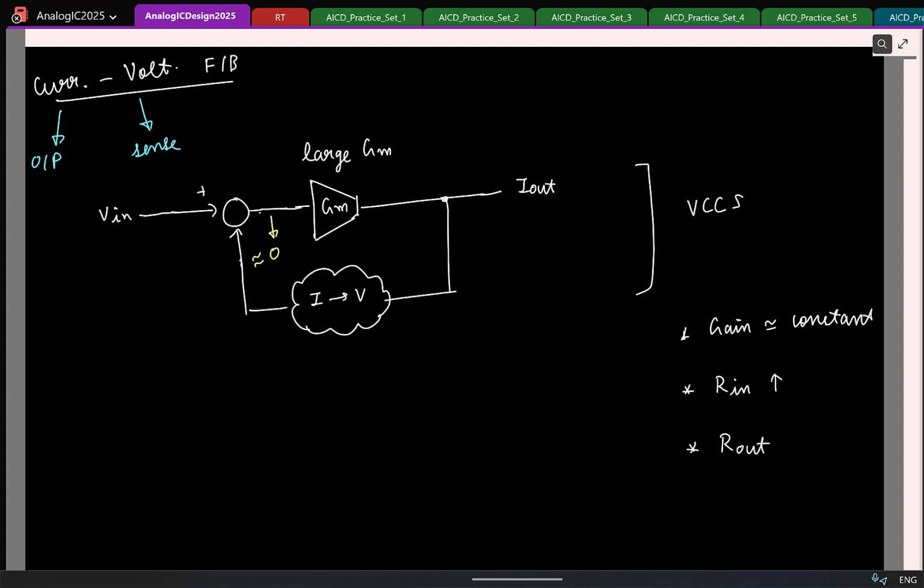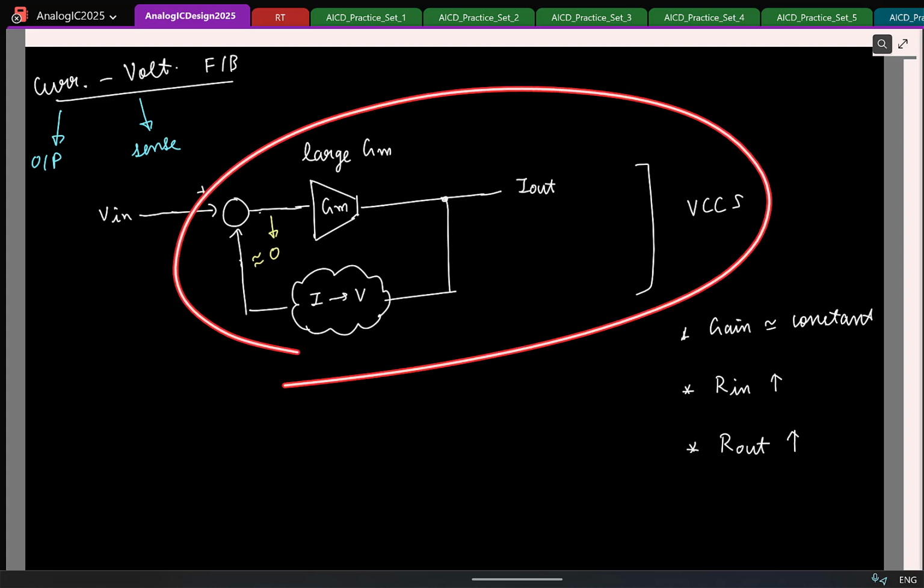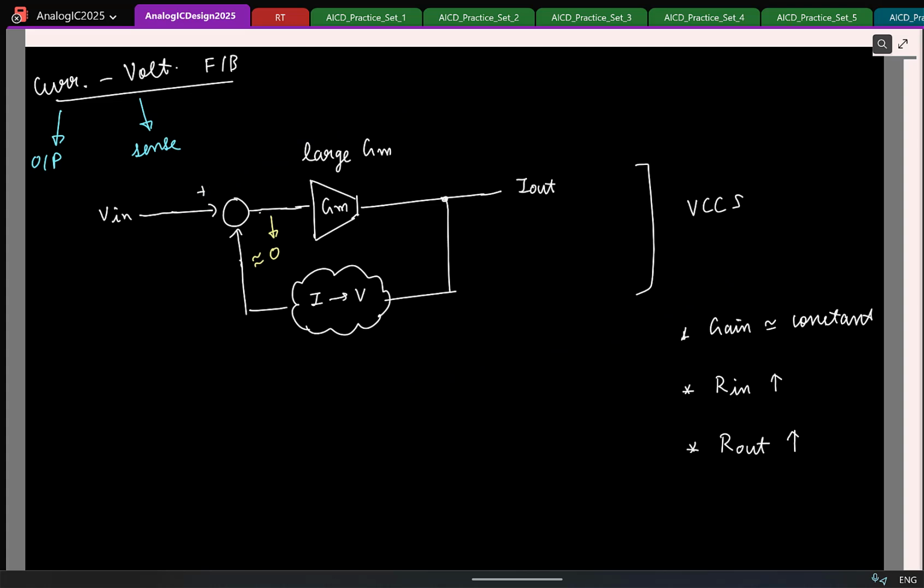What can you say about R out here? I am at the output, what kind of a source am I making? My output resistance should be large. So which means if I make this kind of a feedback, the output resistance will actually increase. And we can look at a circuit example quickly.